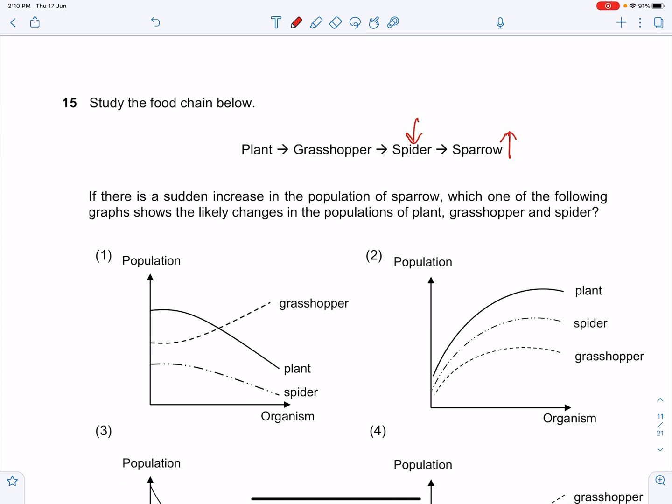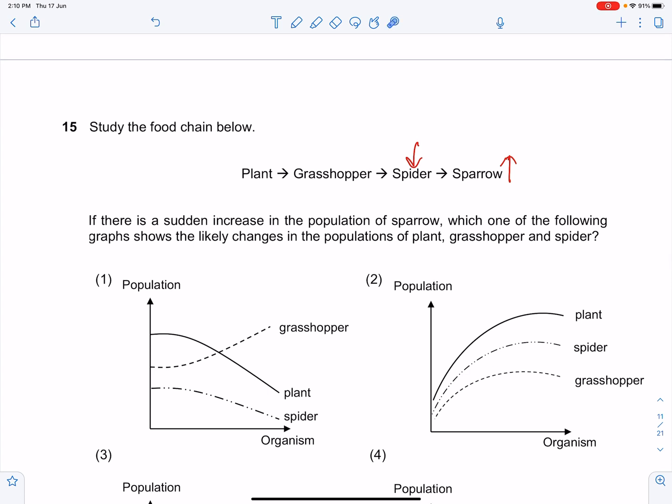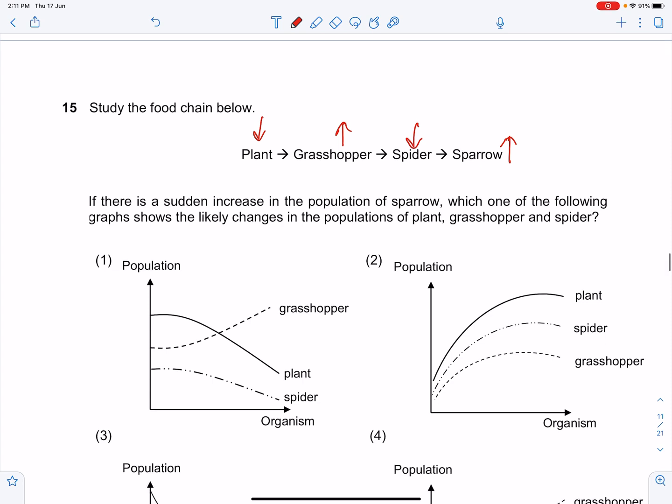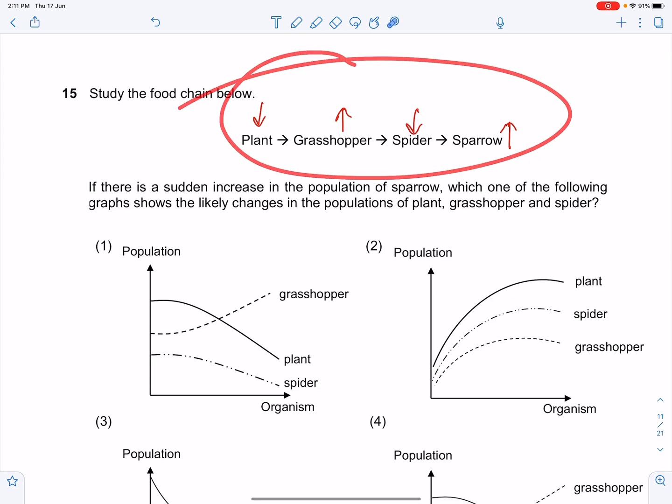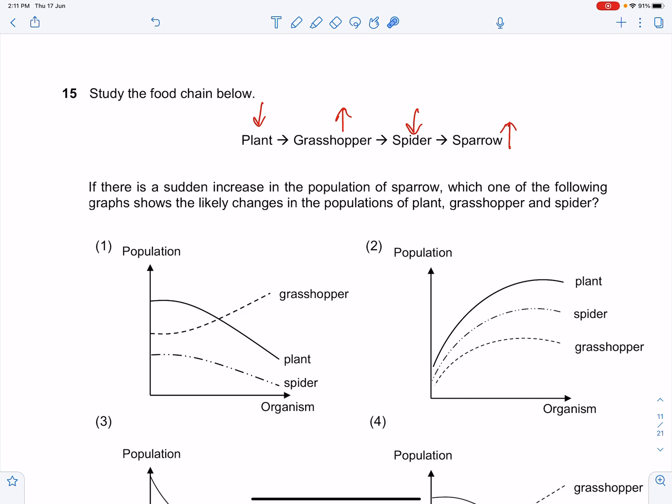Okay, so when you take a look at it, when your spider decreases, there are fewer spiders to feed on your grasshopper, and so your grasshopper should actually increase. Now, when there is an increase in your grasshopper, your poor plants are being eaten up at a faster rate, so it should decrease. So we are looking for a graph that shows us this pattern that we have just deciphered out.